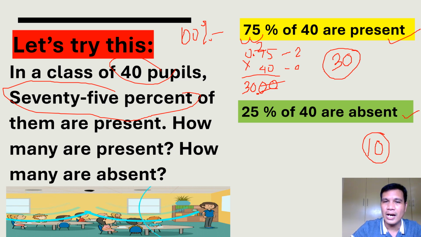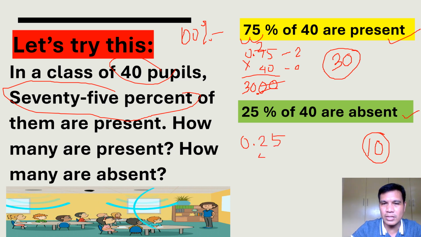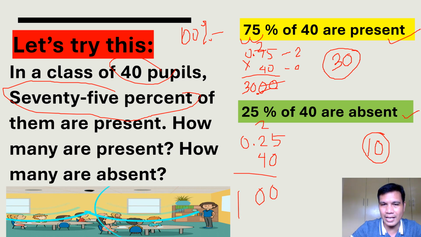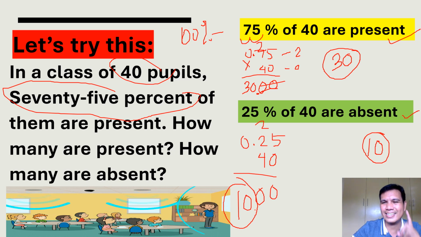25% of 40. Again, yung 25 change to decimal. It will become 25 hundredths. Then, multiply by 40. So, same proseso tayo. Multiply the decimals. Okay, 0 times 5 is 0. Then 4 times 5 na tayo. 20, regroup 2. And 4 times 2 is 8 plus 2 is 10. And count the decimal places. 1, 2. So our answer is the same, 10. 30 are present and 10 are absent.